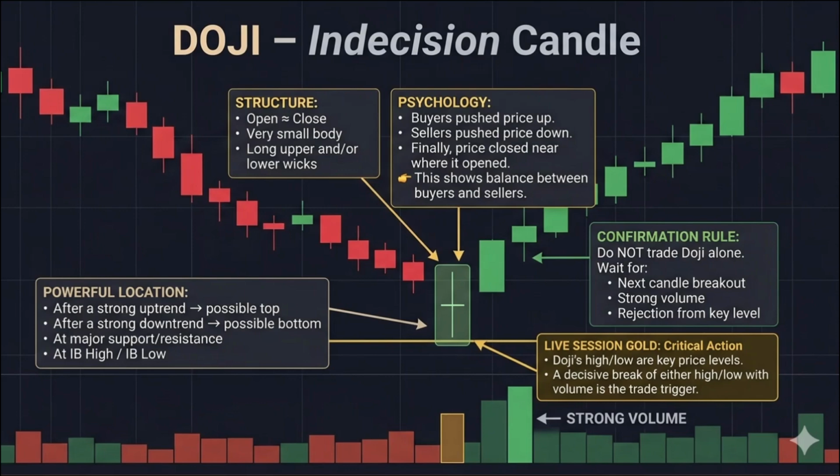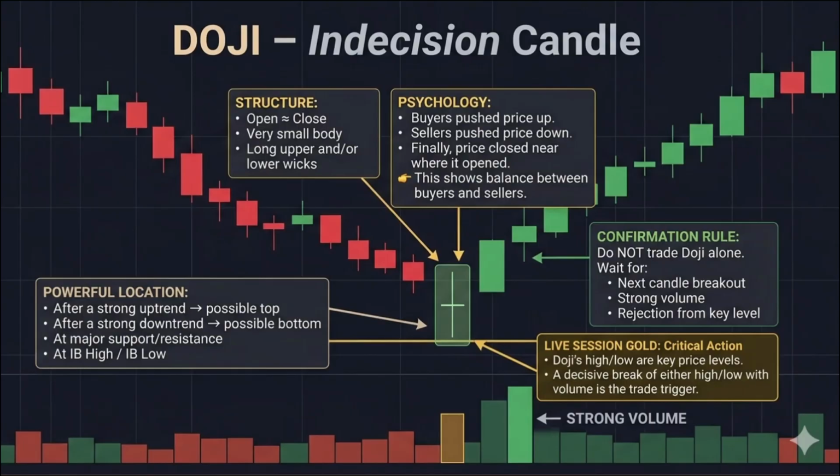Confirmation rule for this: the next candle should have a breakout and it should come with strong volume. You also need to watch for false breakouts. A high volume doji at a key level is an area where massive orders are being exchanged, so this often precedes a violent breakout.